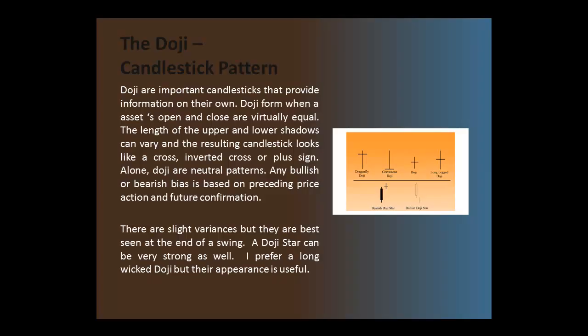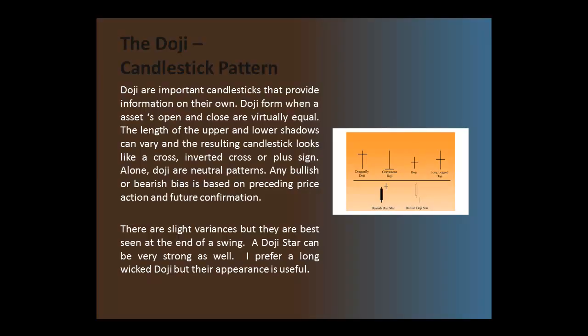Now, alone, dojis are neutral patterns, and any bullish or bearish bias is based on the preceding price action and future confirmation. There are slight variances in the formation of a doji, and they're best seen at the end of a price swing or trend. Now, a doji star can be very strong as well. I prefer a long wick doji, but their appearance alone is very useful. In the diagram we have here, some of the variances are a dragonfly doji, a gravestone doji, your standard small doji, and then a long-legged doji.